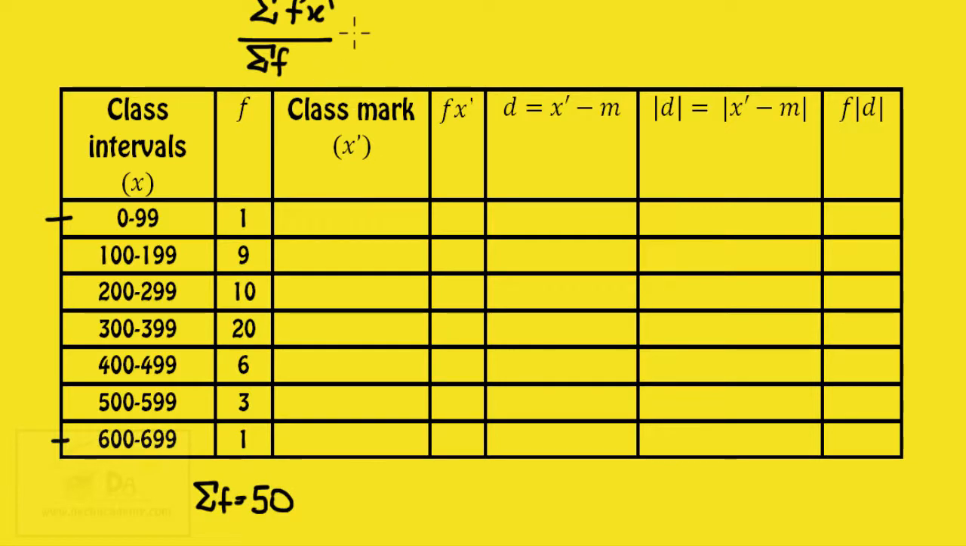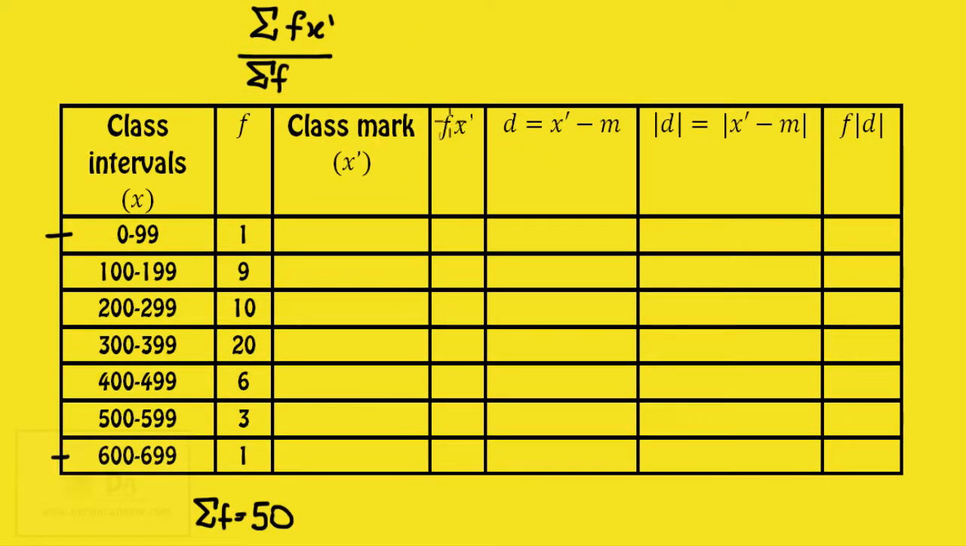So we now need to determine the sum of fx prime, which is essentially the sum of this value. So we need to fill out this column and sum up all the numbers. So we need to determine the class mark x prime. So this is x prime. The class mark is given by the middle value of each class interval.